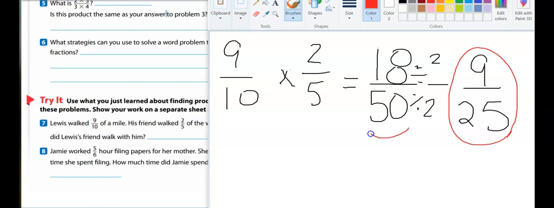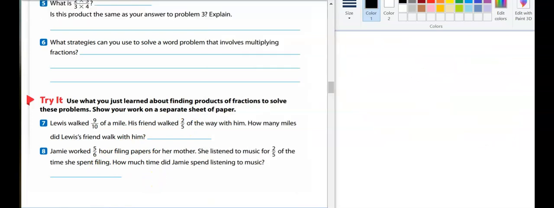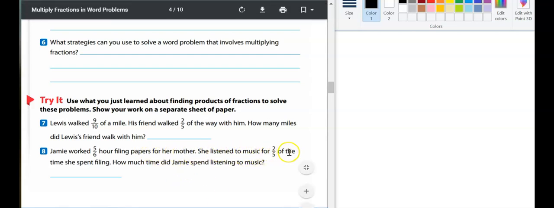Keep in mind, 18/50 is still correct as well. But 18/50 simplified is 9 over 25. Now let's go to question 8. Question 8 says, Jamie worked 5/6 of an hour filing papers for her mother. She listened to music for 2/5 of the time she spent filing. How much time did Jamie spend listening to music?